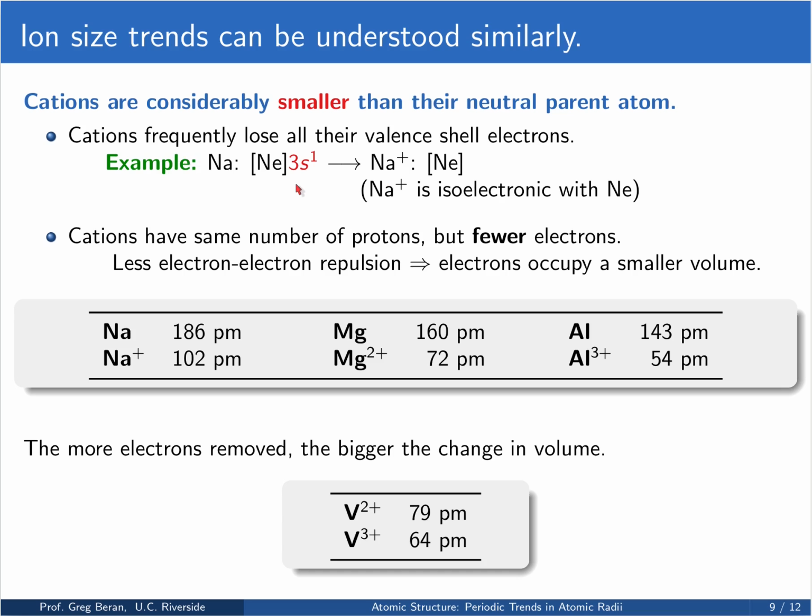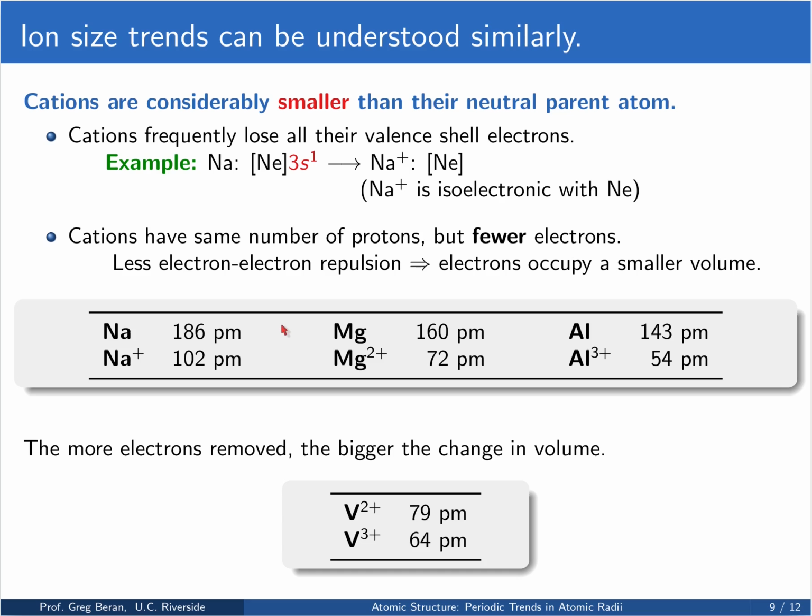So instead of having its outermost electrons in the n equals 3 shell, now it has its outermost electrons in the n equals 2 shell. So you can understand that that's going to be considerably smaller. From another perspective, cations have the same number of protons as their parent atoms, but fewer electrons. So there will be less electron-electron repulsion, and that means the electrons can occupy a smaller volume and move closer to the nucleus to have more favorable interactions with that nucleus.